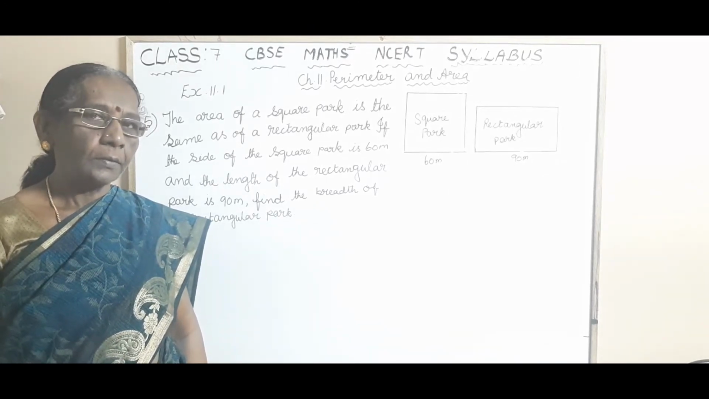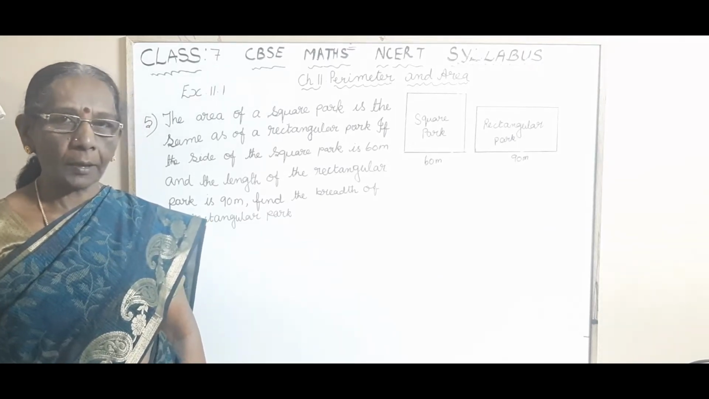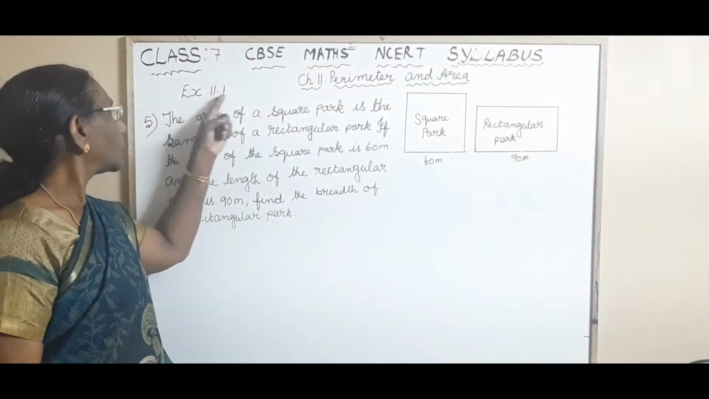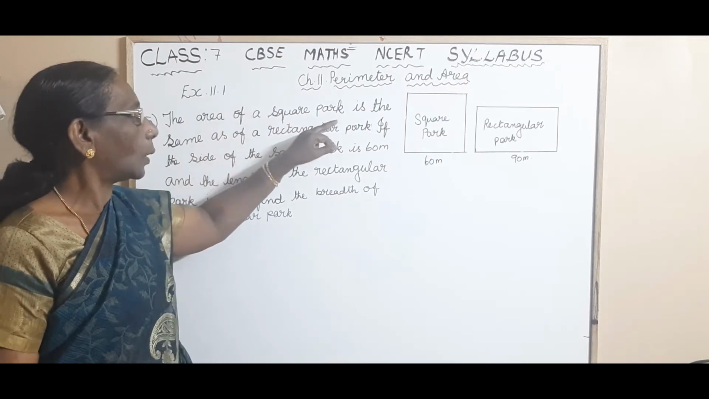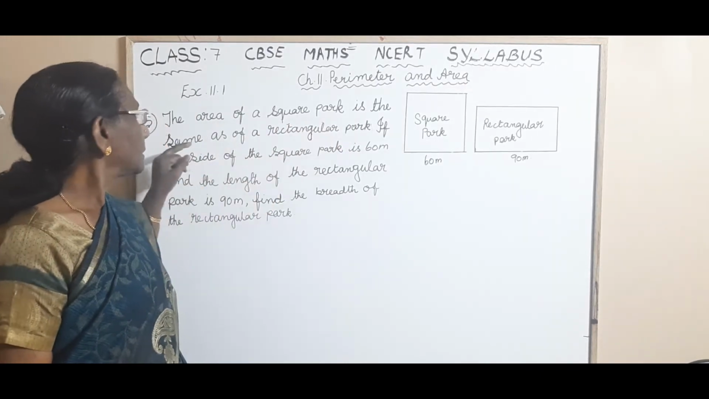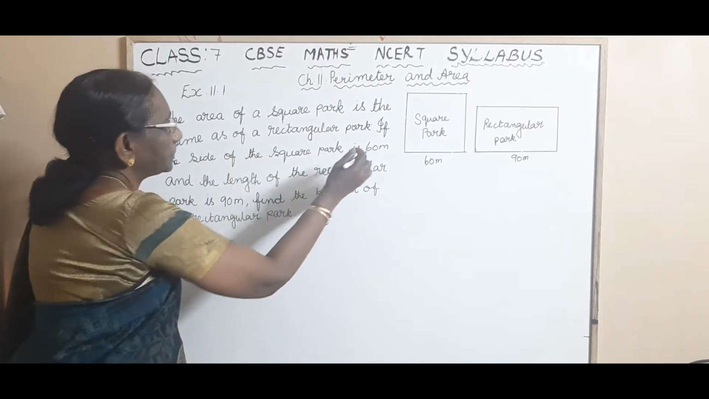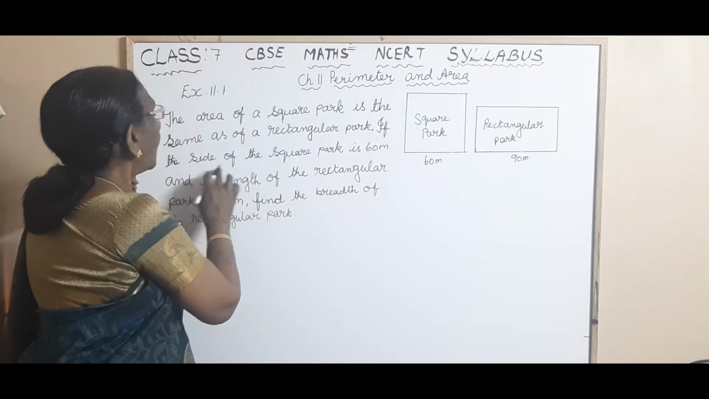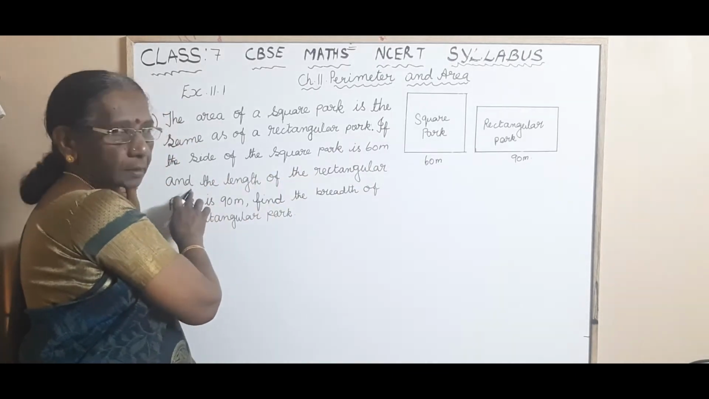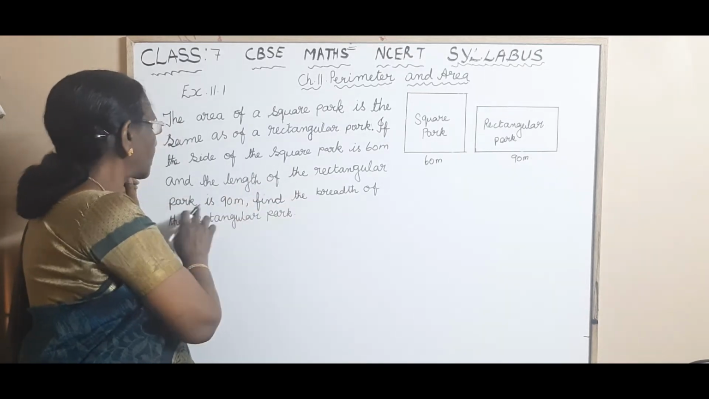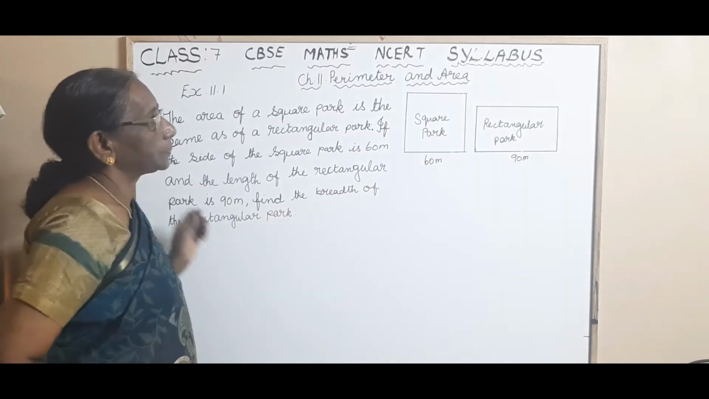In this session, we are going to continue chapter 11, perimeter and area, and exercise 11.1, sum number 5. The question is, the area of a square park is the same as that of a rectangular park. If the side of the square park is 60 meter and the length of the rectangular park is 90 meter, find the breadth of the rectangular park.